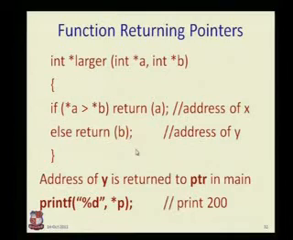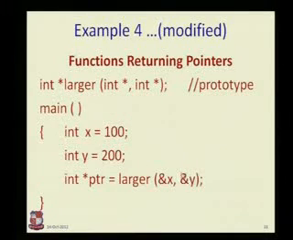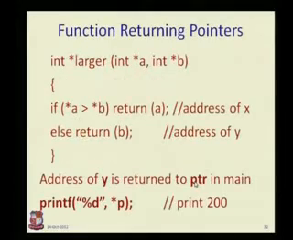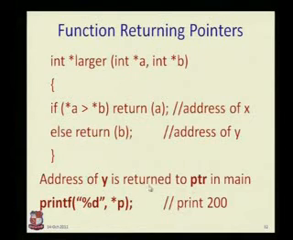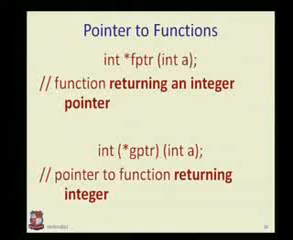So what is in main? In main I have here y. So what is this doing? Address of y is returned to ptr. See, that is done here. Address of y is going to the pointer, that is integer. So this will be printing 200. Okay, this was function arguments.